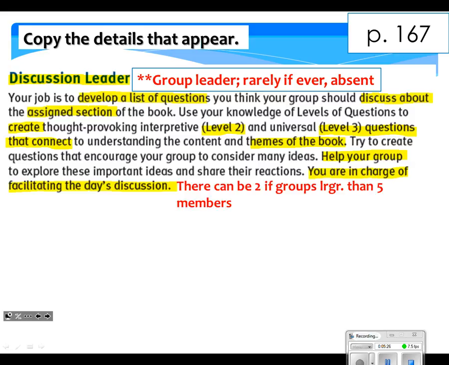Now, some of you are in groups that are larger than 5. Some of you are in groups of 6 or 7. And if you're in a group that's got more than 5 members, you can have 2 leaders. In fact, I would highly recommend that. If you have a group of more than 5, I would highly choose 2 folks to be discussion leaders. Don't start picking and choosing yet, but just have an idea in mind.